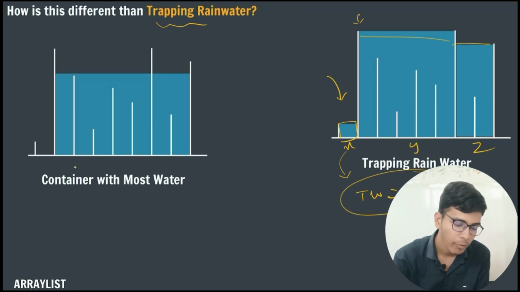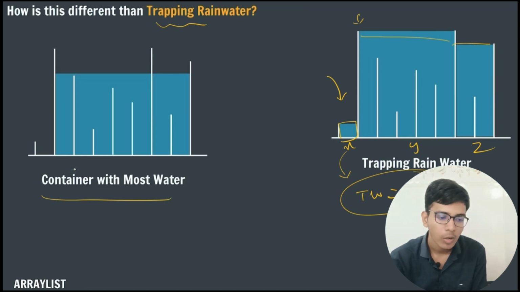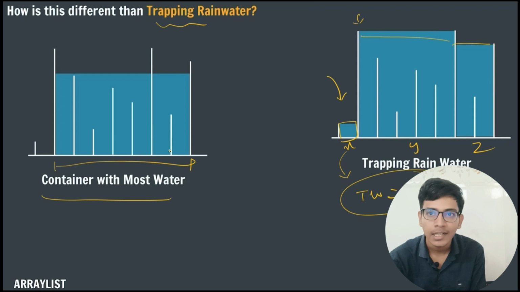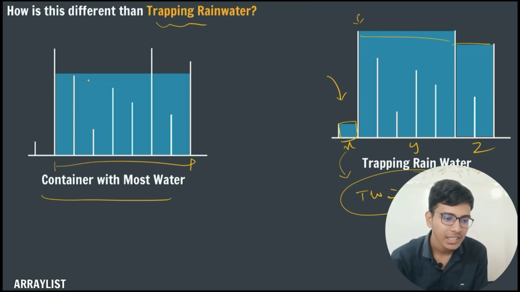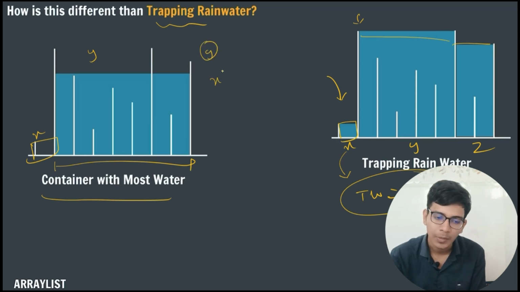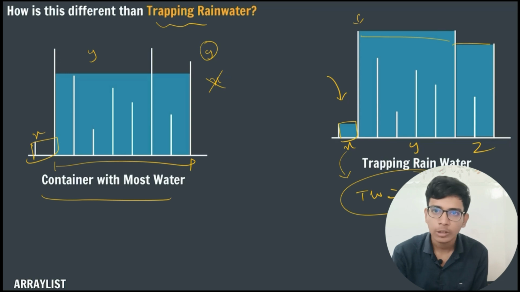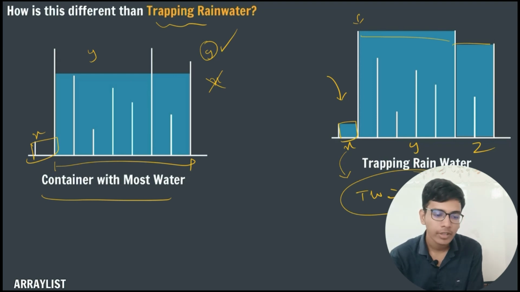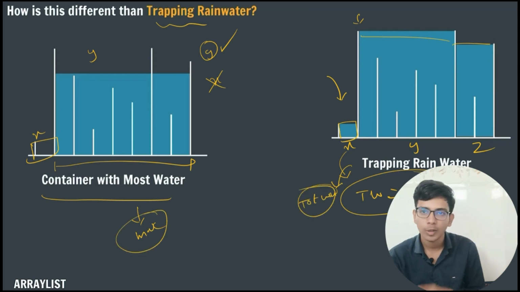Whereas in this question, container with most water, you are only choosing the one container that holds the maximum water. Let us consider that this container will store water x, and this container will store maximum water y. So we'll print y, we don't print x because that doesn't hold maximum water. That's why we'll print y as my output. So here we are only printing maximum water, and there we are printing the total water.